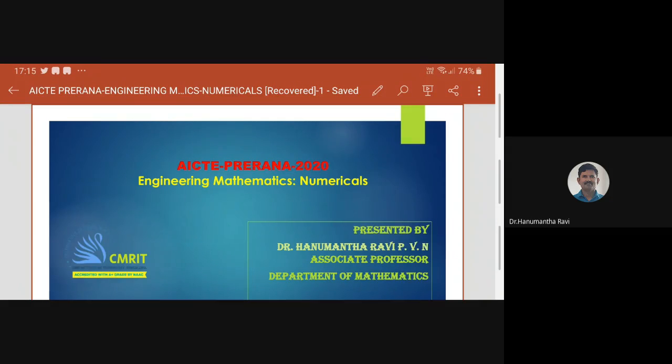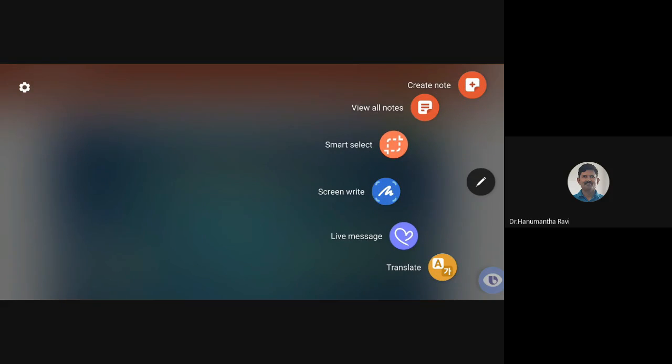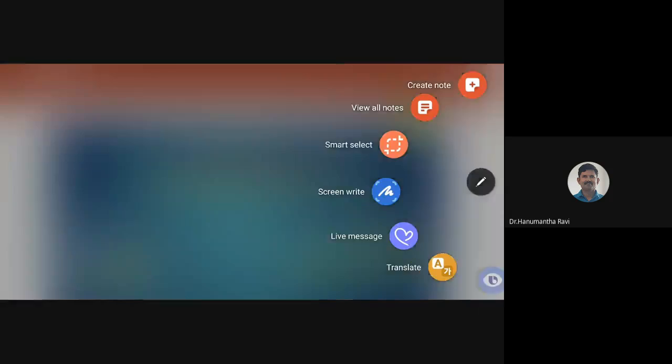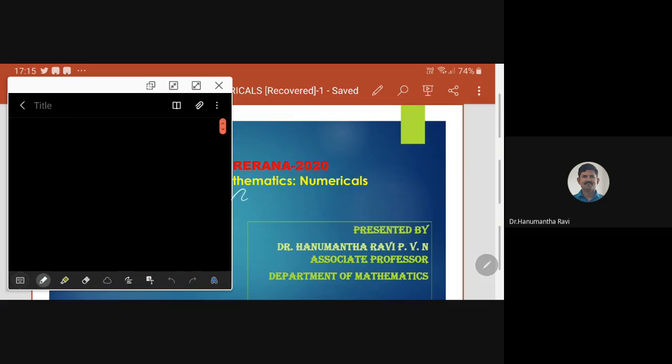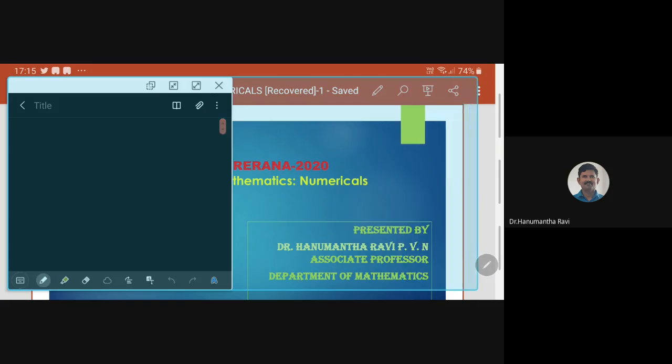This is about the numericals. Here the numericals part for GATE, basically for most of the common branches, consists of three parts. They are like this.